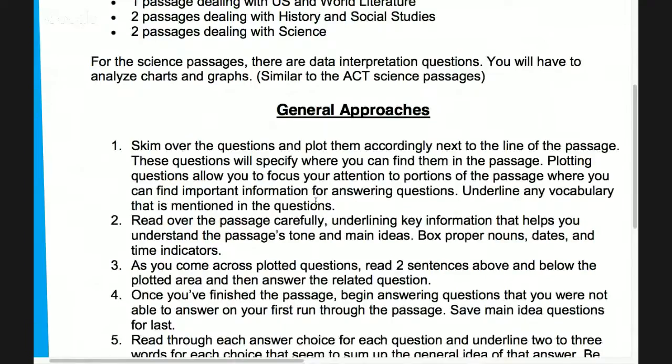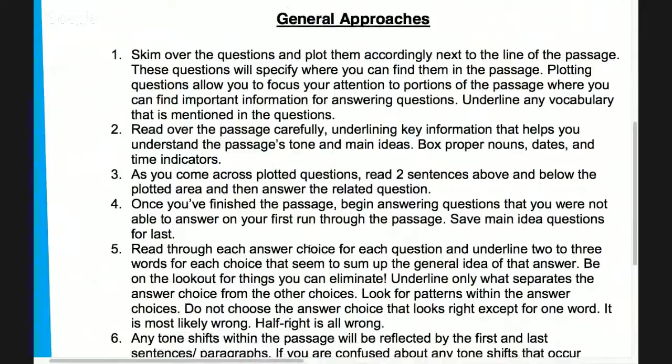Okay, so now let's look at some general approaches to the reading section. 1. Skim over the questions and plot them accordingly next to the line in the passage. These questions will specify where you can find them in the passage. Plotting questions will allow you to focus your attention to portions of the passage where you find important information for answering questions. Underline any vocabulary that is mentioned in the questions.